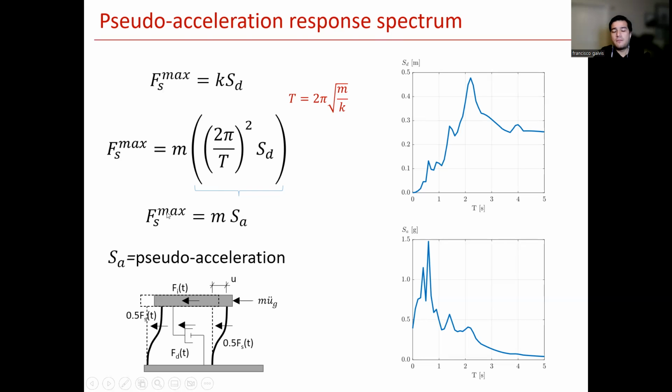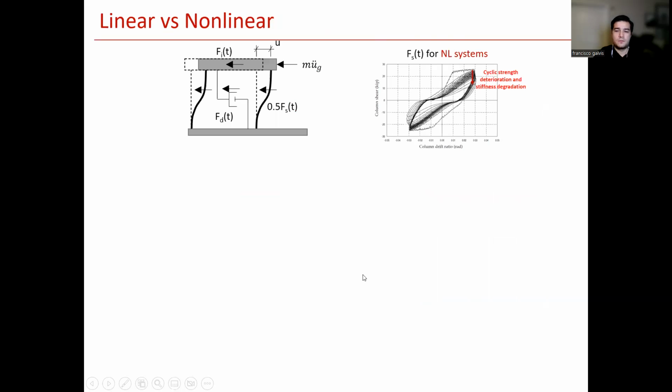And then that means that the force that the structure feels could also be denoted as the mass times the pseudo acceleration, right? The SA. And then you can also turn this plot into that, right? Into the maximum pseudo acceleration for different periods.